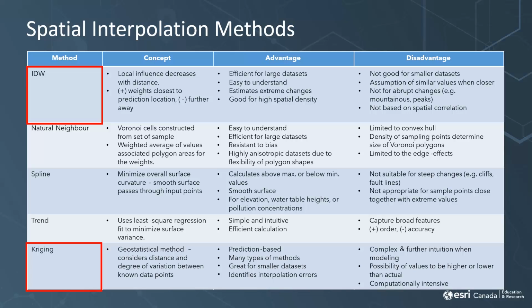It cannot identify values of the absolute min or max, meaning values that are higher or lower than the current range. And lastly, kriging can be computationally intensive, indicating slower processing times. Both IDW and kriging are thoroughly discussed in the tutorial in terms of how they work.